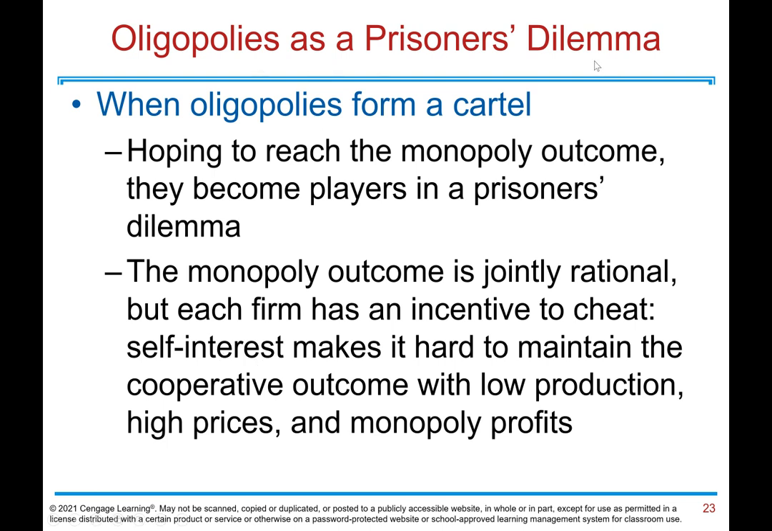Oligopolies as a prisoner's dilemma. When oligopolies form a cartel, hoping to reach the monopoly outcome, they become players in a prisoner's dilemma. The monopoly outcome is jointly rational, but each firm has an incentive to cheat. Self-interest makes it hard to maintain the cooperative outcome with lower production, high prices, and monopoly profits.